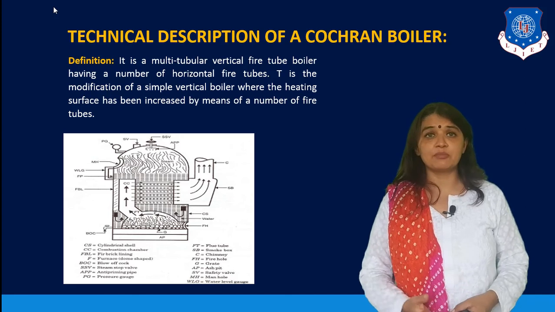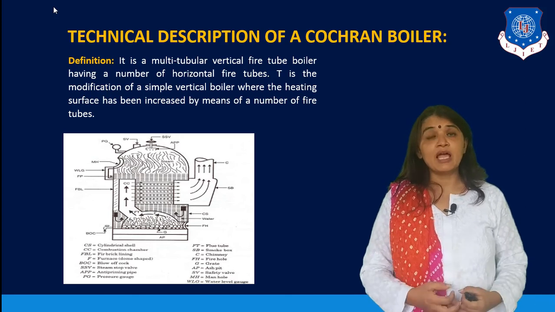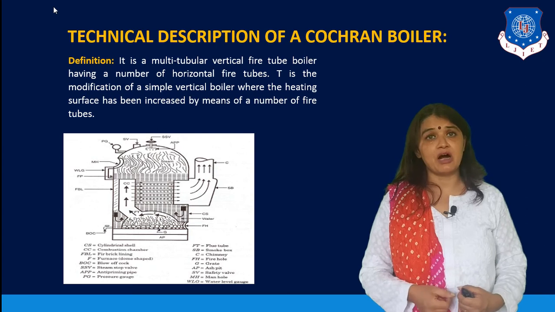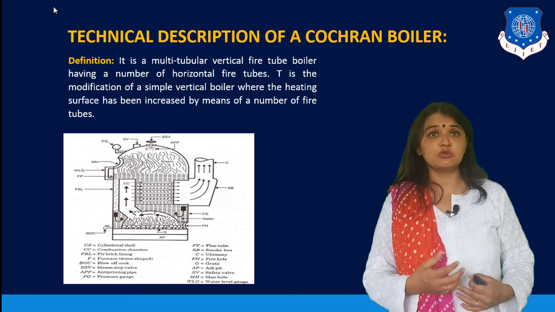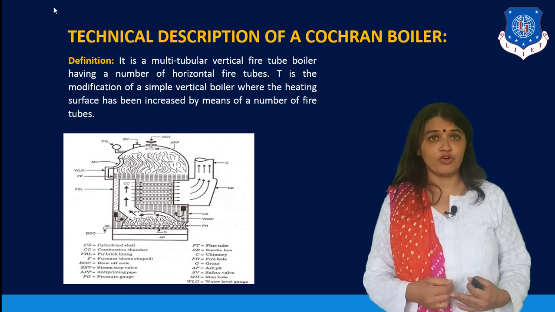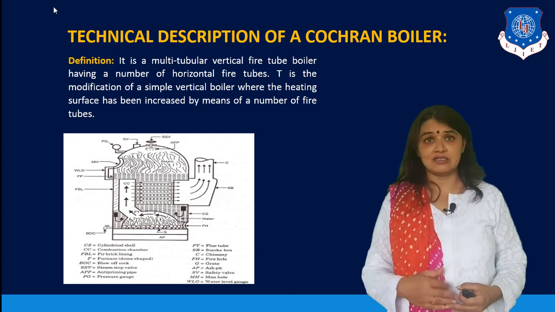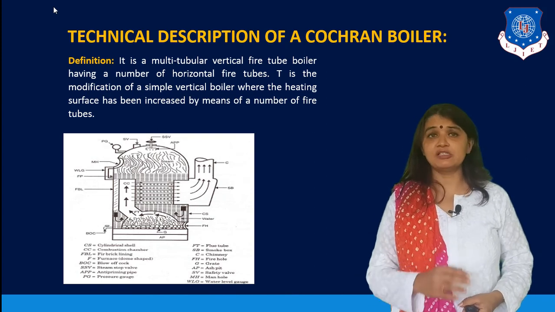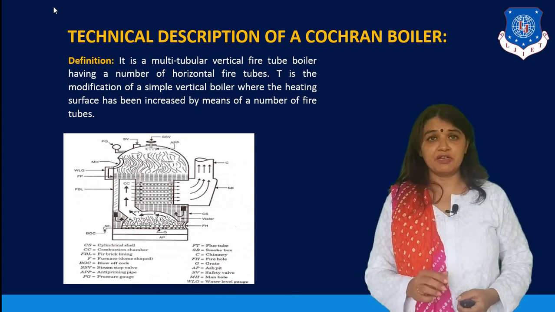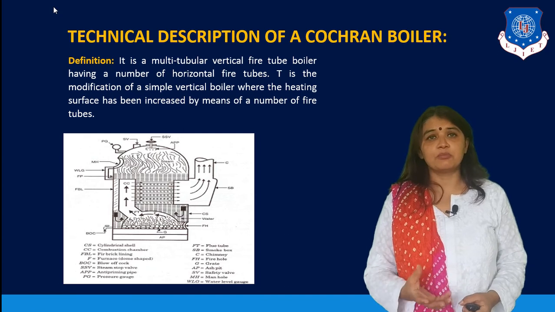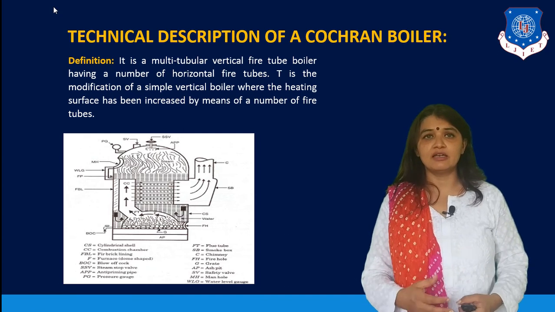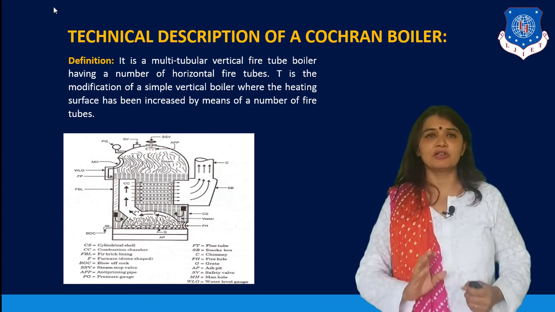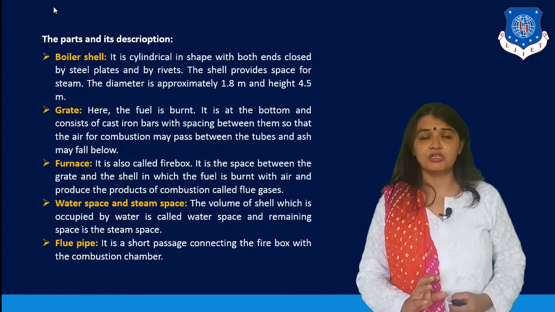So here the diagram is shown along with the labeling, and because there are so many different parts, the labels or the names of the particular parts are given short forms, and a proper listing is done below the diagram. So first it has been defined. Like somebody who doesn't know what is a boiler, then that person will have a particular idea about the Cochran boiler.